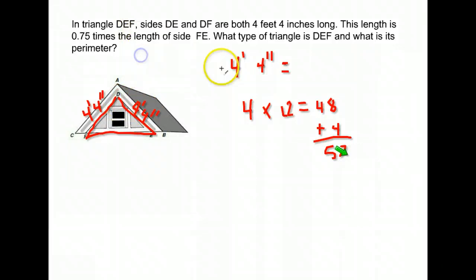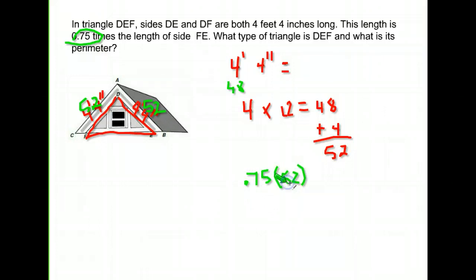So this 4 feet, again, was 48 inches, plus that 4 more gave us 52. So this side is 52. This side is 52. And the bottom, it says, is 0.75 that length. So we take 0.75 times 52, and what do we get? 39.